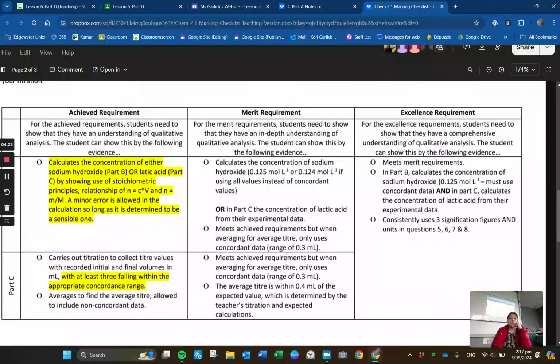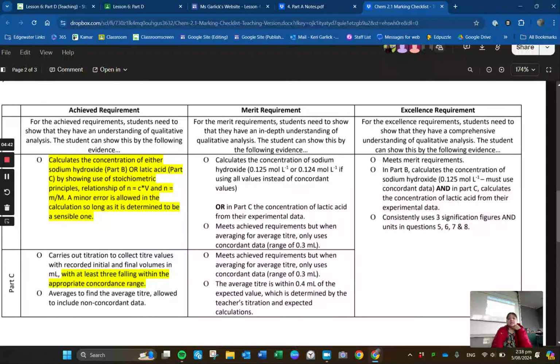Cool. For the Merit then, it was getting one of the two calculations properly, so Part B or Part C calculated correctly. You need to get both of them if you're aiming for the Excellence. So just keep that in mind. You have basically two chances for the Merit. The other thing we're looking for in the Merit is that you have concordant data, within 0.3, that you average. If you're aiming for the Achieved, then you can use non-concordant data. And the other thing is the average titre volume needs to be within 0.4 of mine.